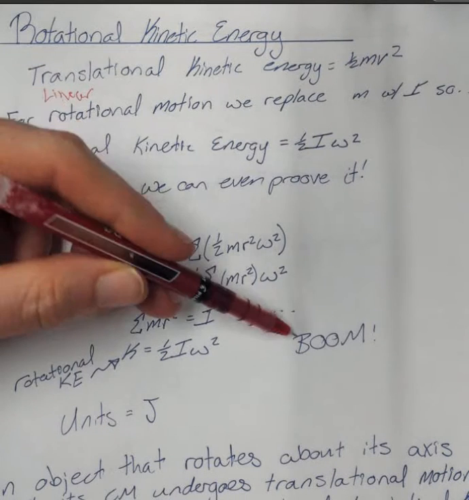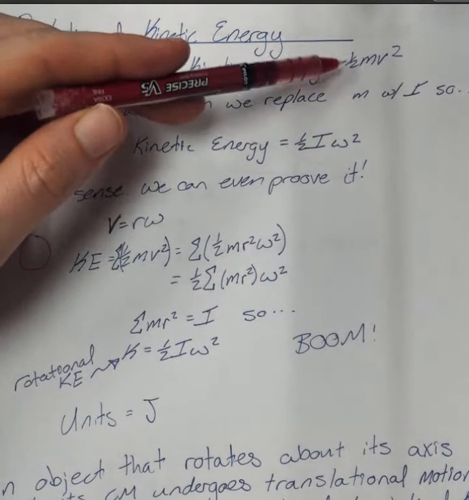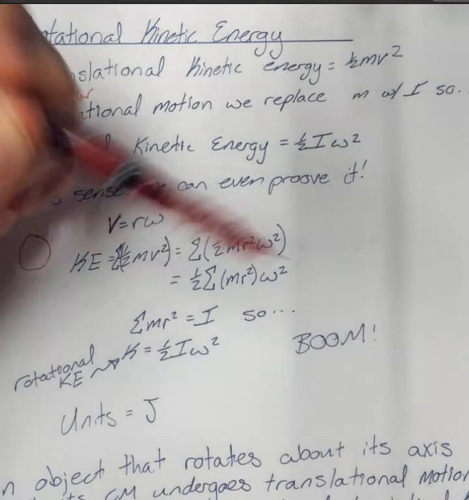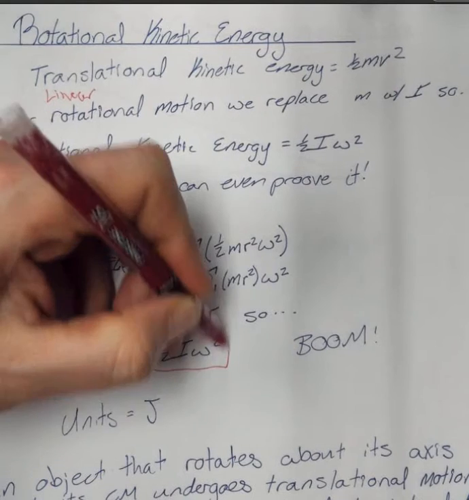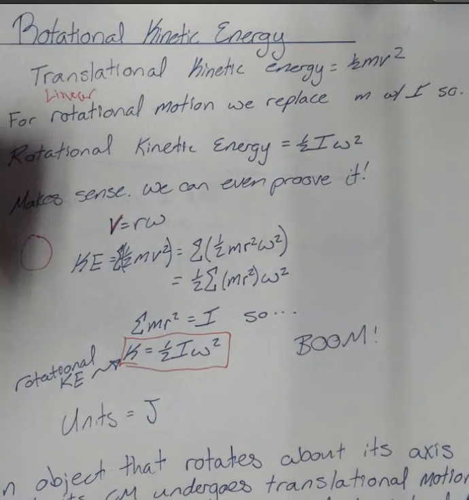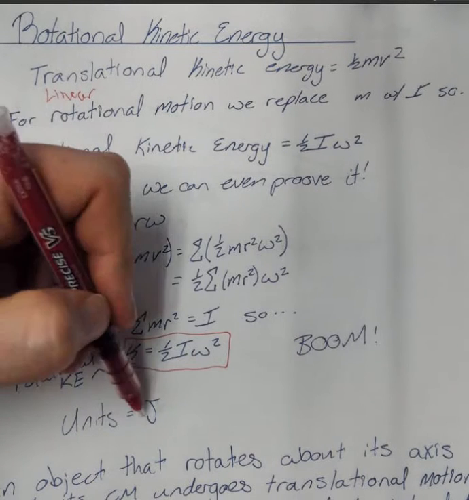So boom, we were able to show that just replacing our linear values with our rotational values actually did give us the equation for the rotational kinetic energy of any object. And since it's an energy, our units are still joules. Nothing's changed there.